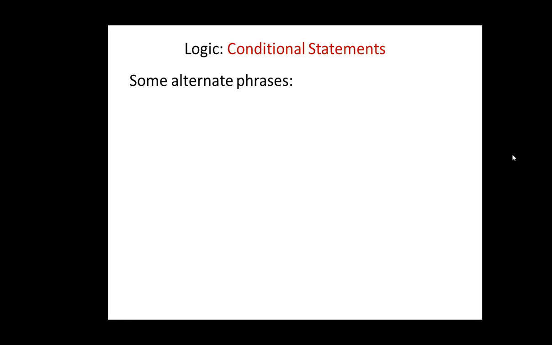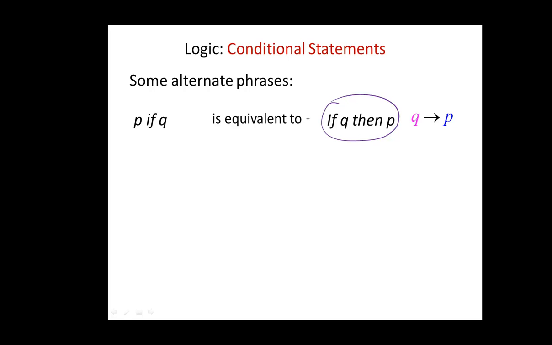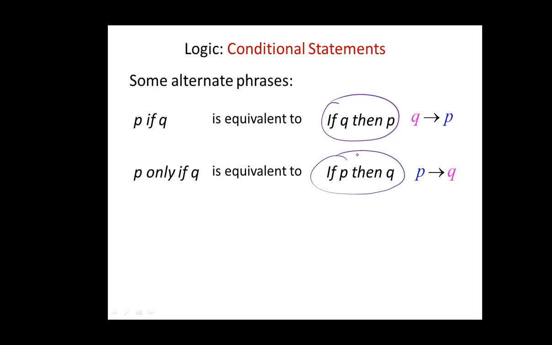Now here's some alternate phrases. P if Q, well, that's the same as if Q then P. P only if Q, well, that means that P is going to happen only if Q happens. That actually means if P then Q. If P happens, Q has to happen. So that's P only if Q.